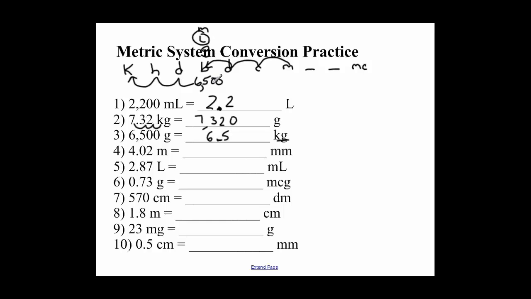In the next problem, we're given a certain number of meters. We have 4.02 meters, so that's 4 and 2 hundredths meters. So since it's a meter, that's a base unit. And we're converting to millimeters. So 1, 2, 3 factors of 10 that we have to multiply by. 10 times 10 times 10 is 1,000, so we multiply by 1,000, and we would have 4,020 millimeters.